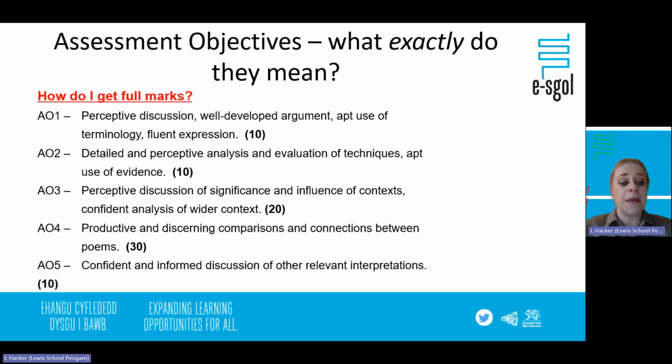And then finally then AO5, confident and informed discussion of other relevant interpretations. Now, because this is AS level and not A2 level, there are certain sentence stems that you can use that will highlight to the examiner your awareness of alternative interpretations. What I mean by that is, for AS level, you do not have to memorize quotations and critical analysis from academic critics, but you can just use sentence stems such as an alternative interpretation could say, or other readers could acknowledge that. So it's that sentence stem that acknowledges that there could be another reading to this poem without having to memorize critical quotations.